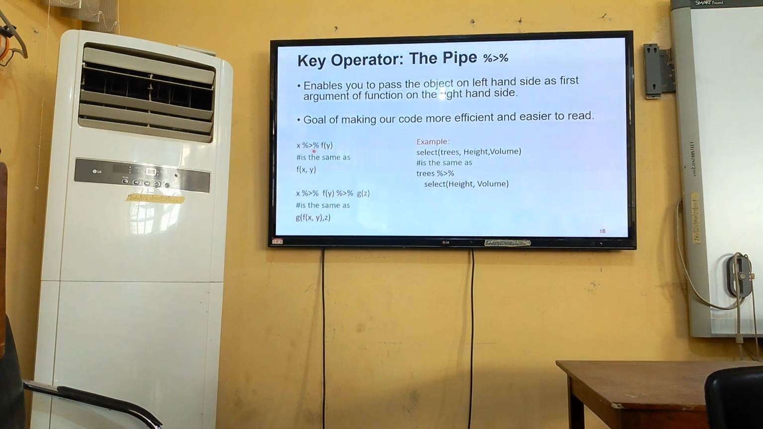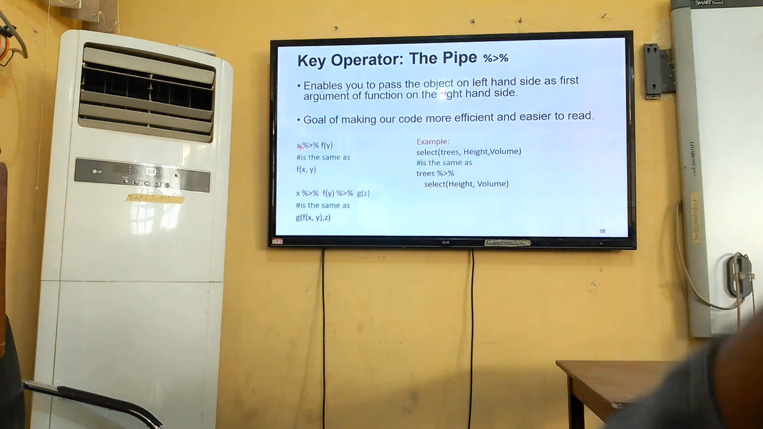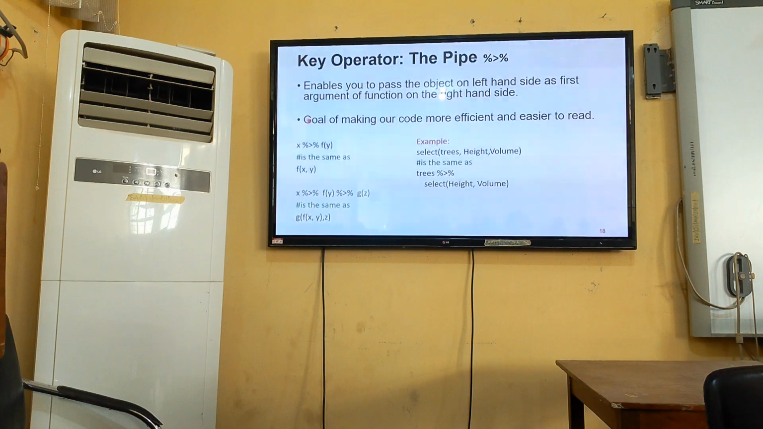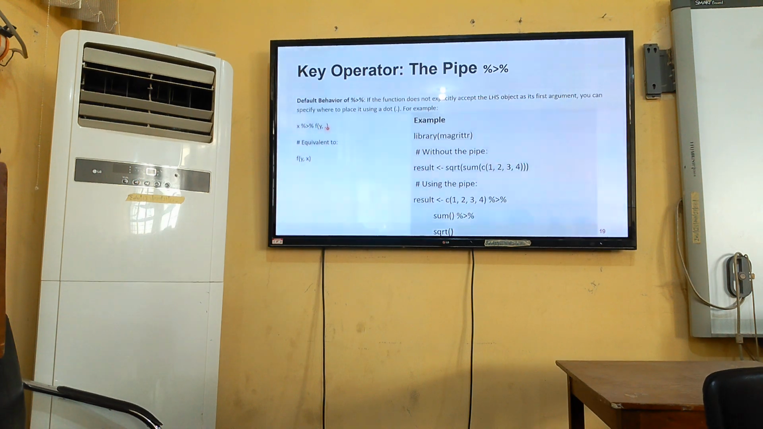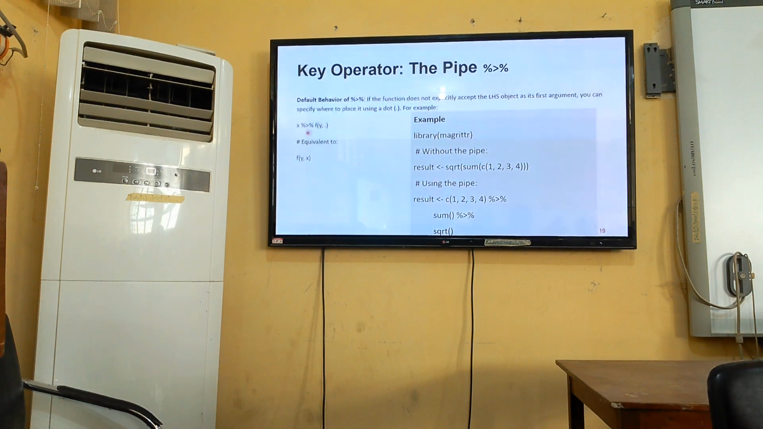So the pipe is percent greater than percent, although you can also use Control, Shift and M to give you that. The philosophy is that whenever you pipe one thing to another, you are saying the first thing should be the first argument of the second function. So this function is f of y, but if you pipe it like this, you are saying this should be the first argument to this function, isn't it? But if you want f of y x, not f of x y, then x piped to f of y will come as f of x y. In that case, you can specify where you want the piped value to go, so that it becomes f of y x, not f of x y.